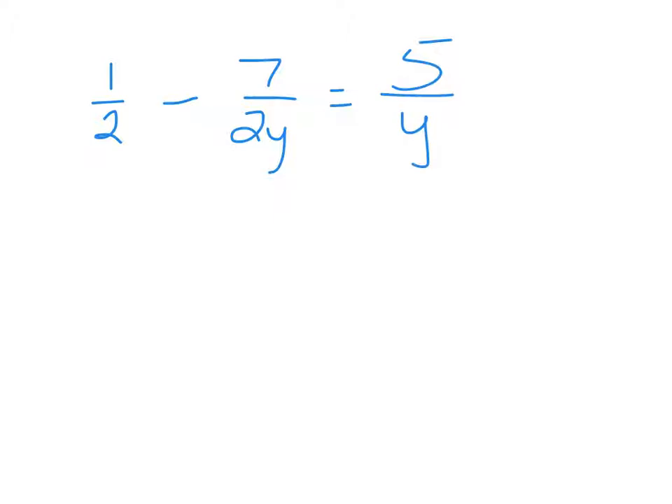Let me give you a different one that has 3 denominators, but I want to show you how it's just as easy. So this one is actually from the back of this section, the review questions back there. I have 1/2, okay, that's a normal looking fraction, minus 7 over 2y is equal to 5 over y. So once again, we're dealing with denominators that have variables in it. So now we have 3 different denominators.